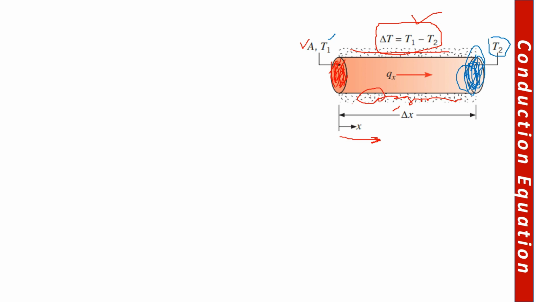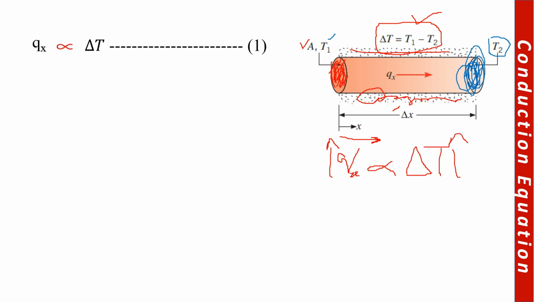Now first what we see is that the more this temperature difference is, the more heat transfer rate we would have. So the heat transfer rate would be directly proportional to the temperature difference. The more we have the temperature difference, the more the heat transfer rate would be. So the heat transfer rate is directly proportional to the temperature difference between the two ends.